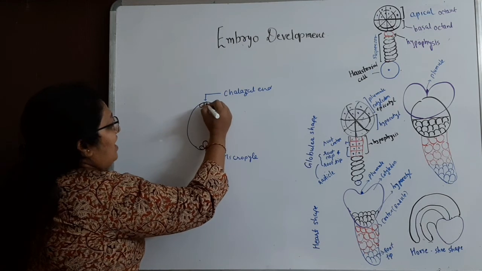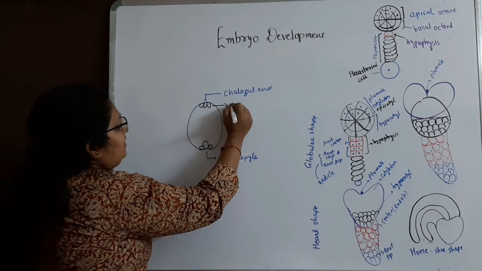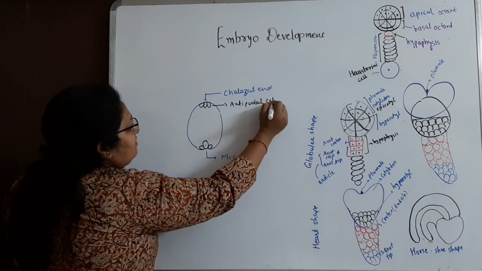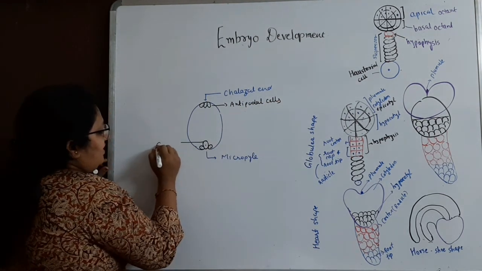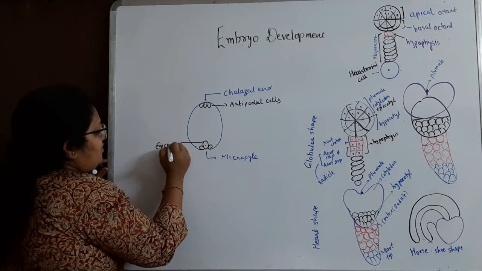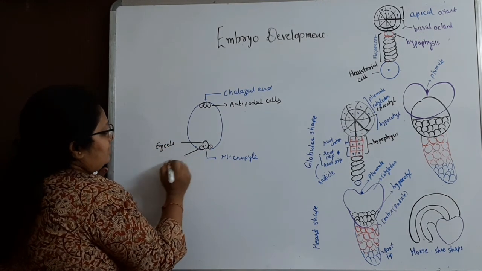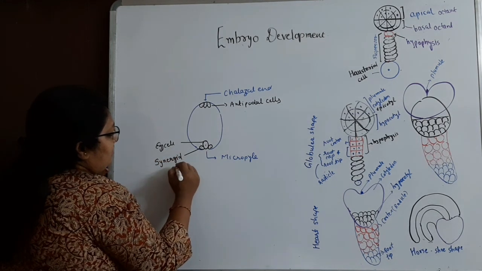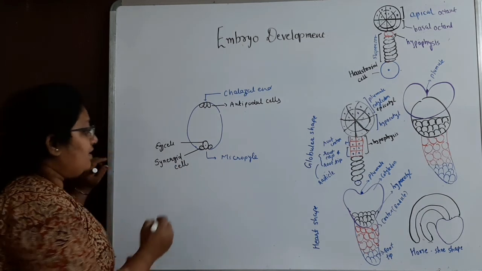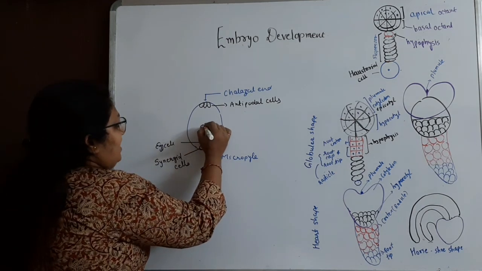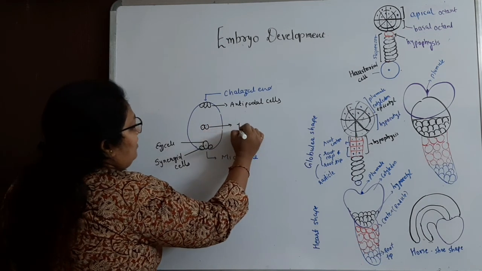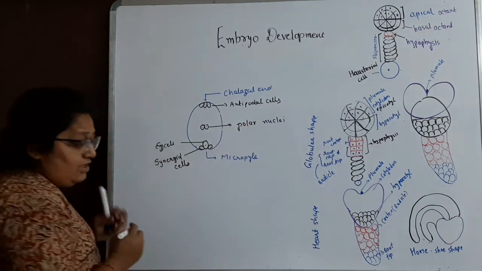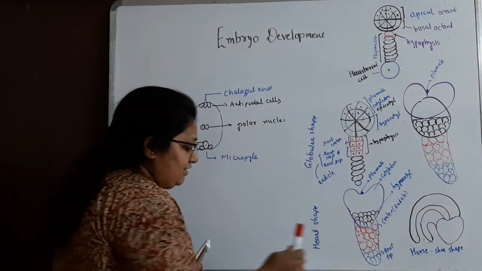Towards the chalazal end there are three antipodal cells. This is the egg cell and these are the synergid cells. In the center, two nuclei fuse together and form the polar nuclei. So this is the structure of the embryo sac.